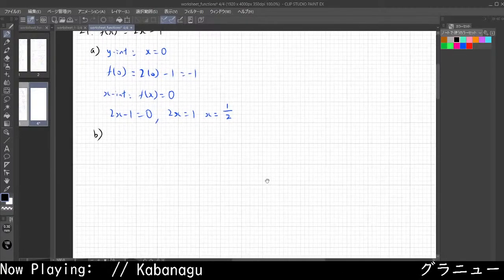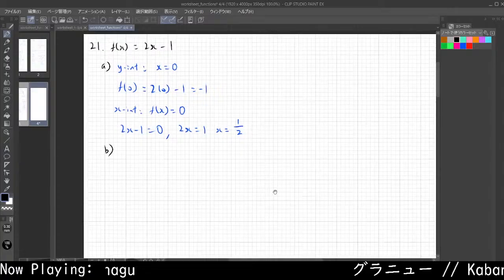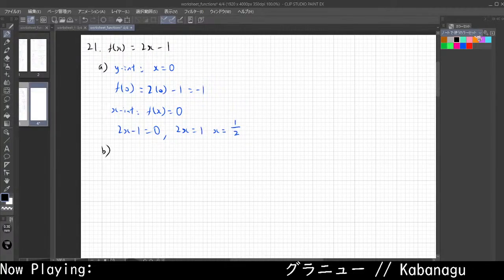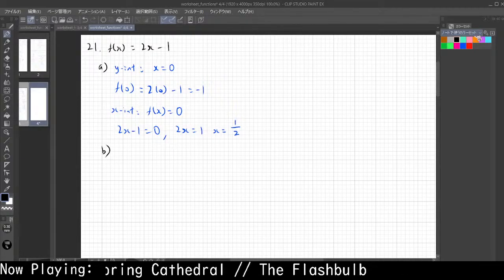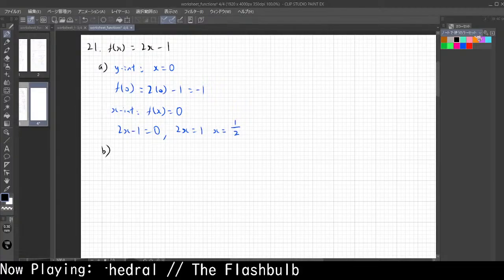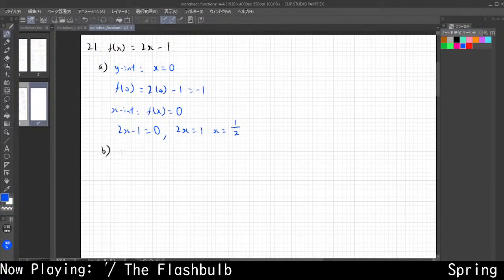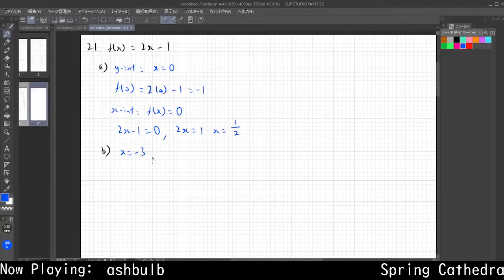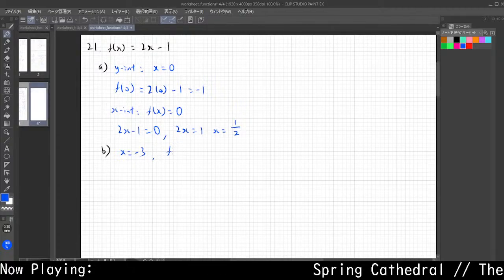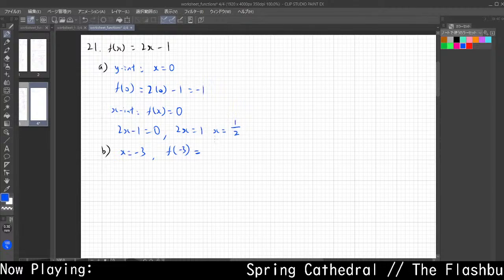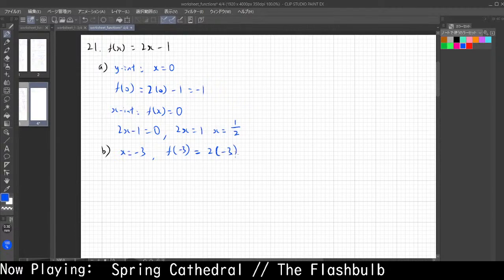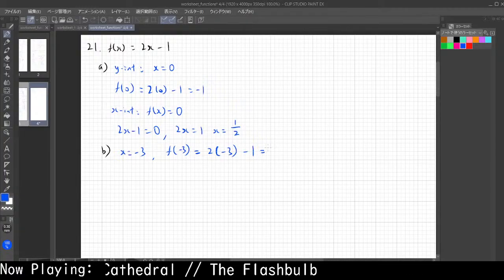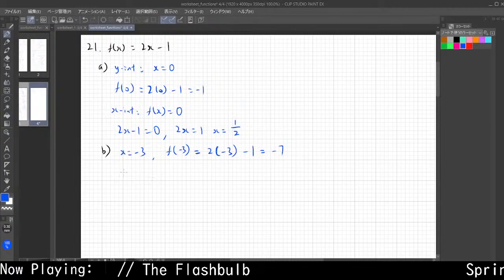B. Sketch f(x) for the domain -3 ≤ x ≤ 4. Since this is a straight line without the absolute value, what you only need to do is to find the start and end points. In this case, x equal to -3. When x equals -3, this is your starting point. f(-3) equals 2(-3) minus 1. This is equal to -6 minus 1, which is -7.